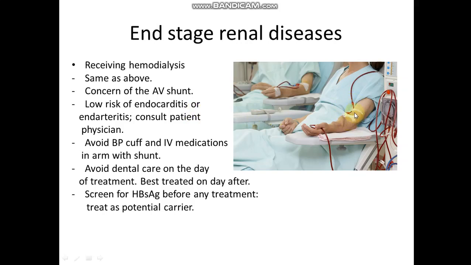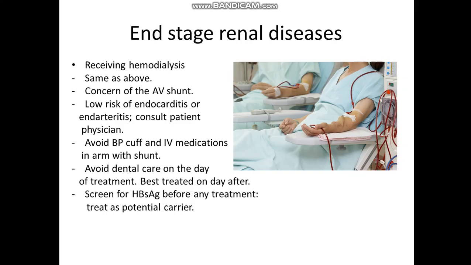Since this is a shunt, it is sometimes more susceptible to endocarditis or endarteritis because of infection. The infection may be transmitted to the heart and cause endocarditis, or sometimes endarteritis. For this reason, prophylactic antibiotic should be indicated in such a case. Why? Because there is a possibility of endocarditis or endarteritis, so we have to give the patient prophylactic antibiotic. That means before dental treatment, we have to give the patient antibiotics.